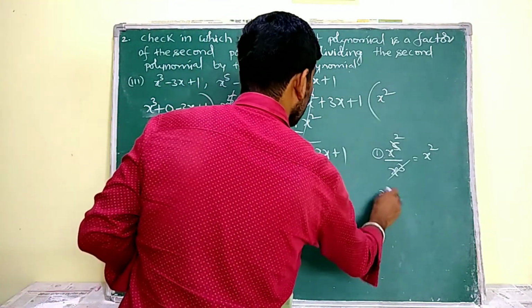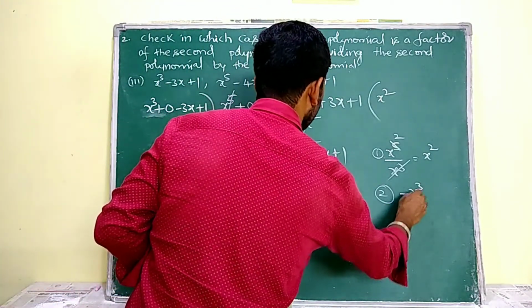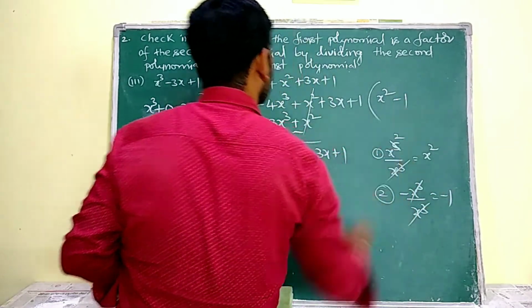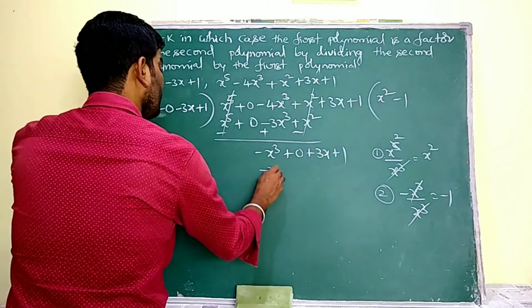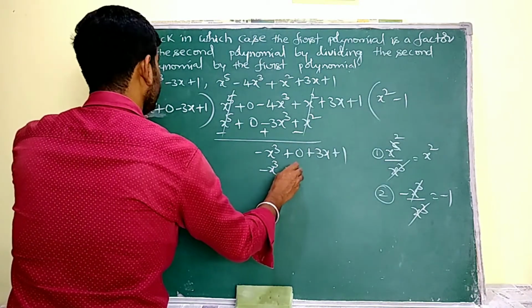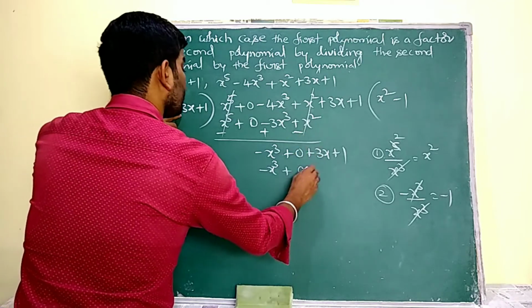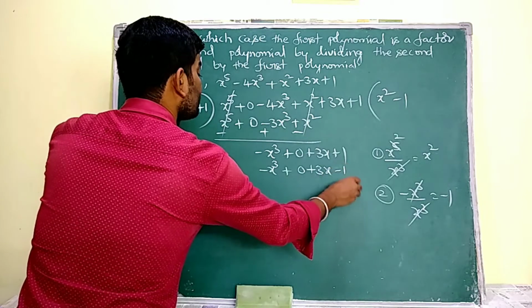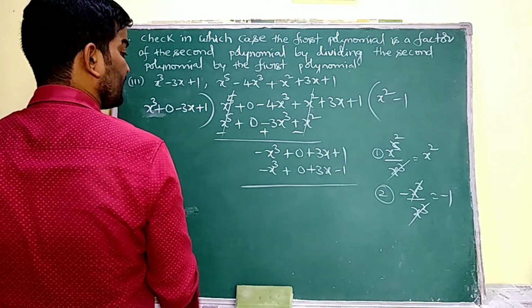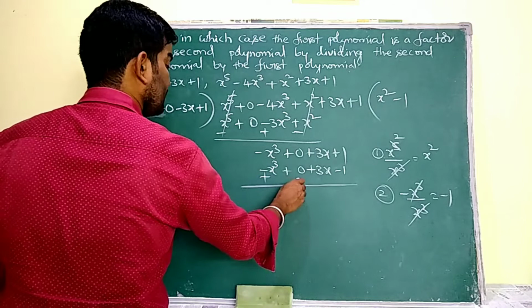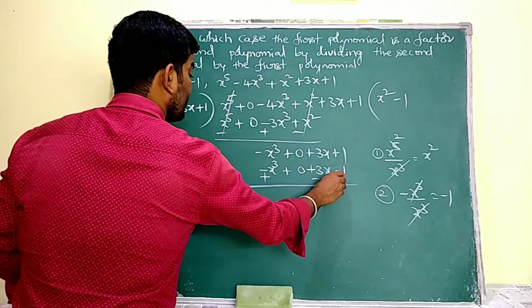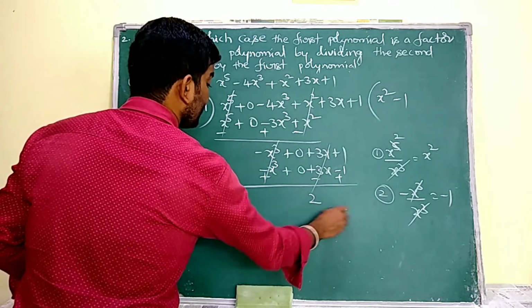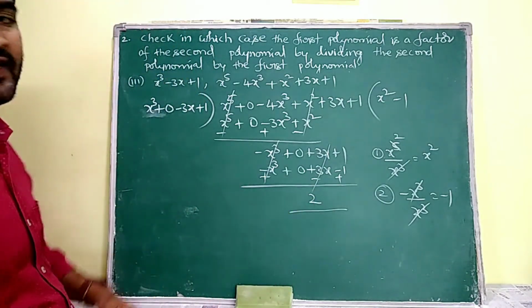Coming to the second term of the quotient, I have to divide this minus x cube with x cube. The x cubes cancel, giving minus 1. So minus 1 into x cube is minus x cube, minus 1 into 0 is 0, minus 1 into minus 3x is plus 3x, and 1 into minus 1 is minus 1. Here I have to write the reverse symbols. These two are going to cancel and these two are also going to cancel, and the remainder is 2. Here we obtained the remainder as 2.